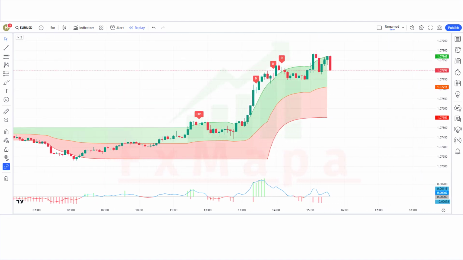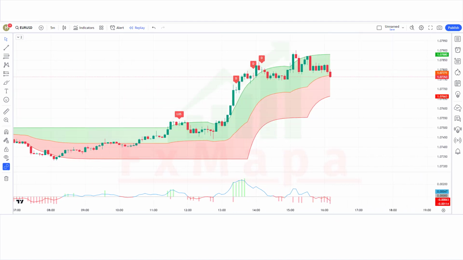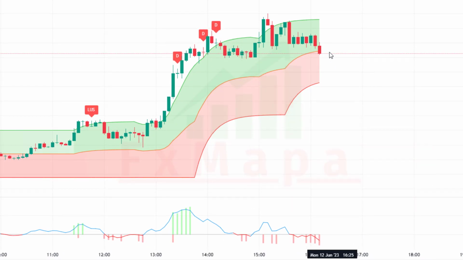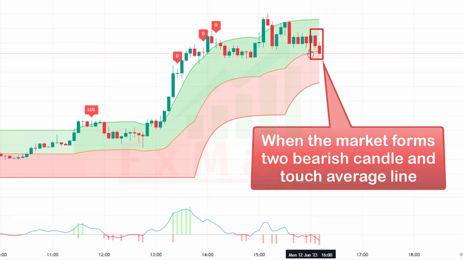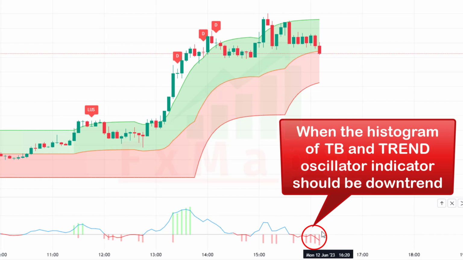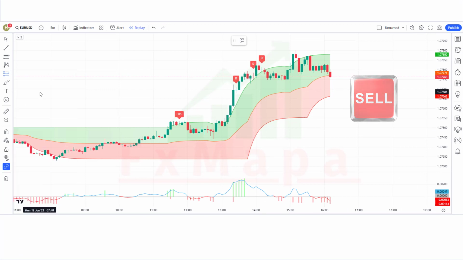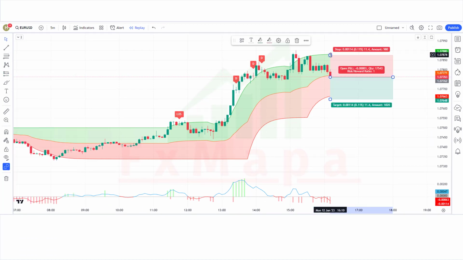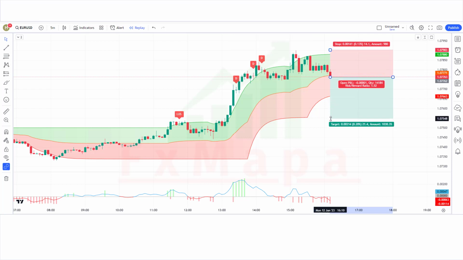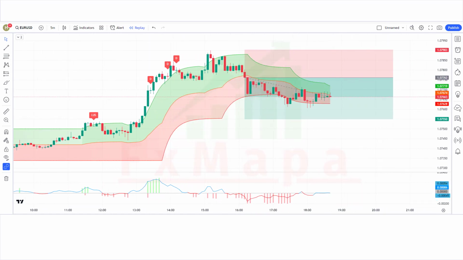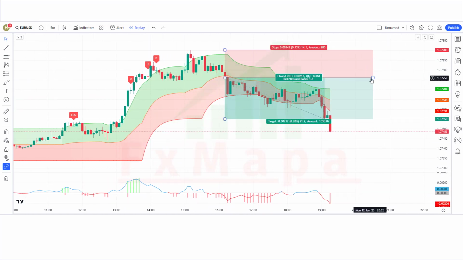Now, let's understand the concept where we will take buy and sell trades based on their conditions. When the GMS candlestick patterns indicator has given us sell signals, when the market forms 2 bearish candles and touches the average line, and when the histogram of the TB and trend oscillator indicator is in downtrend, if this condition is fulfilled, then we will place a sell order. We will place our stop loss on the high made by the market after the signal. And the risk to reward ratio will be 1:1.5. The market has completely hit the target.